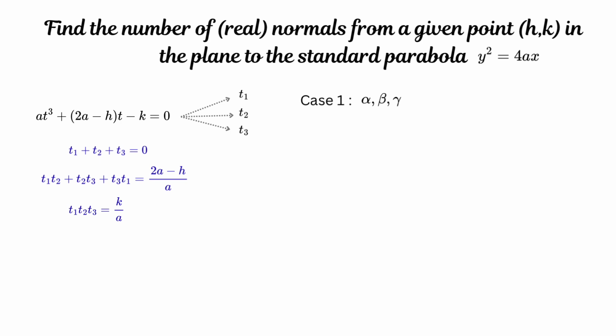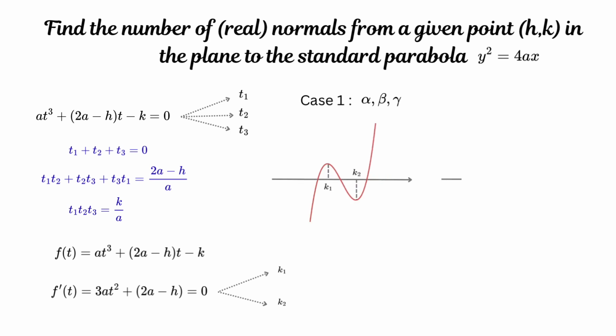Let our cubic equation be f of t equals at cubed plus (2a minus h) into t minus k. For a cubic to have three distinct real roots, two conditions must be met. One, the derivative f dash of t must have two distinct real roots, say k1 and k2. Two, the cubic must take opposite signs at these two points, that is, f of k1 into f of k2 must be less than 0.